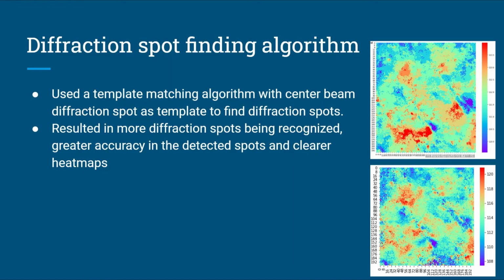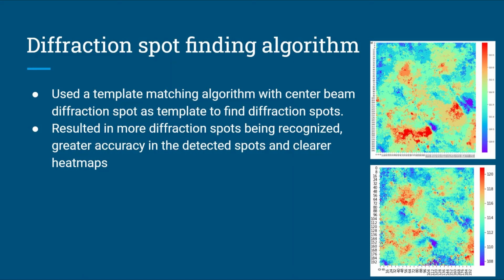As mentioned before, we have been using a Python library called Pixtem. Although Pixtem performs better than the commercial software a lot of the time, we felt we could do better. We created our own diffraction spot finding algorithm that used template matching with the center beam diffraction spot as a template. This resulted in more diffraction spots being recognized, greater accuracy in detected spots, and clearer heat maps.